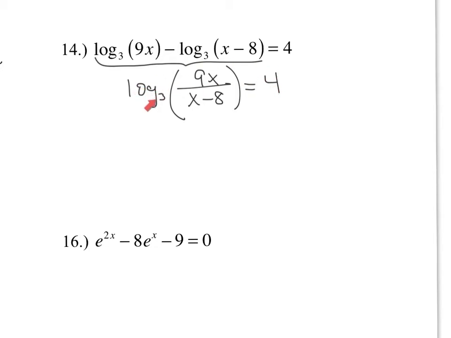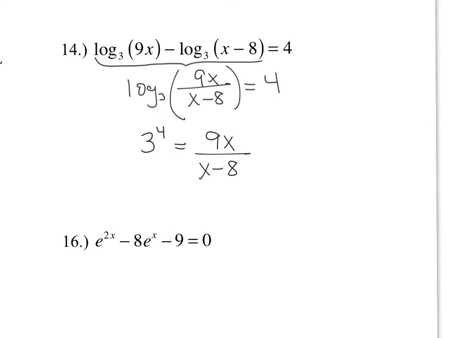So when you feel that you're stuck, you should stop and rewrite the problem in another form. So right now we're in log. So I'm going to rewrite this as an exponential function. So 3 to the 4th power is equal to 9x divided by x minus 8. Now we're going to cross multiply.